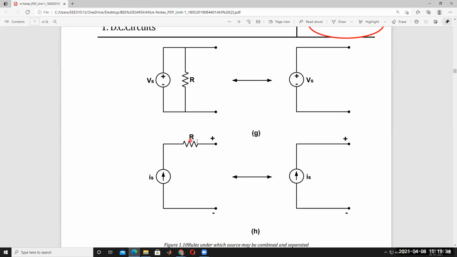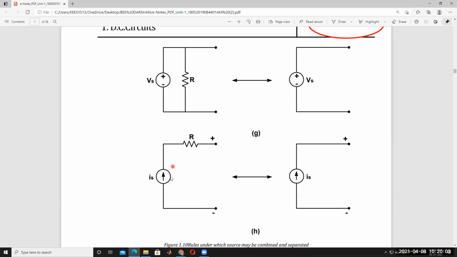In series, voltage is dividing. If one more resistor is connected here, voltage is dividing, but current is the same. In a series circuit, current is the same. So we have to represent it in this manner, a single current source Is. So the voltage across parallel branches is the same, and the current flowing through series branches is the same. Voltage divides in series branches, current divides in parallel branches.